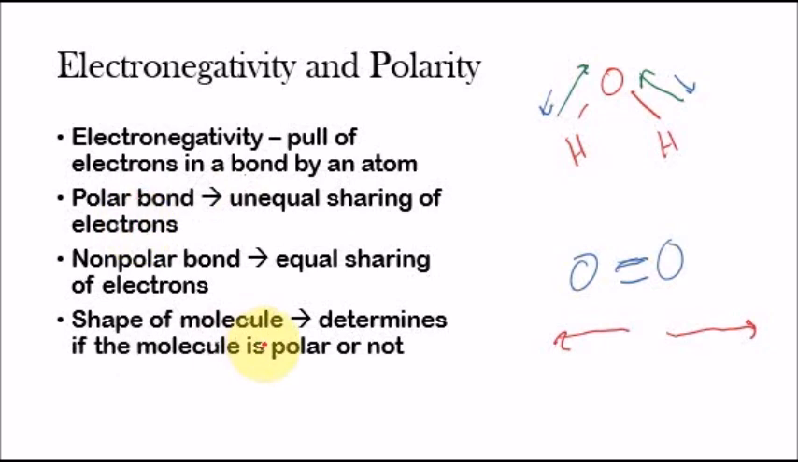Now, the shape of the molecule determines if the molecule itself is polar or not. So if a molecule is polar, what that means is that the molecule itself is going to have a positive end and a negative end. So in the case of water here, since the oxygen is pulling on the electrons more than the hydrogen, the electrons are going to spend more time near the oxygen, and since electrons have a negative charge, then the top side of the water molecule is going to have a partial negative charge.